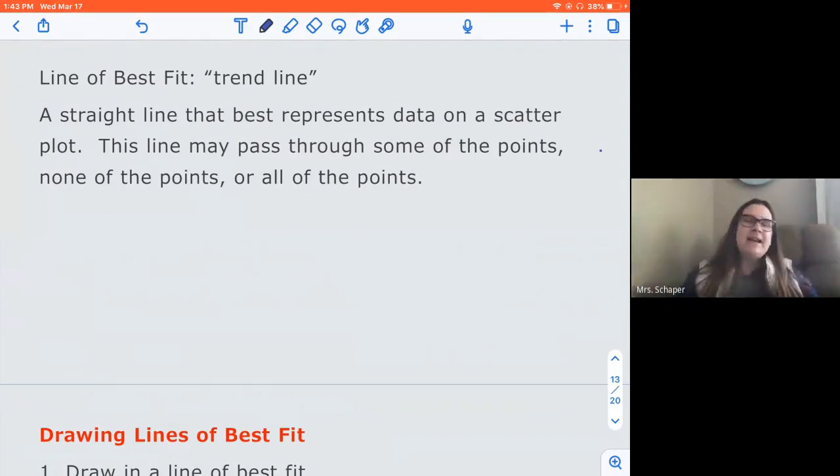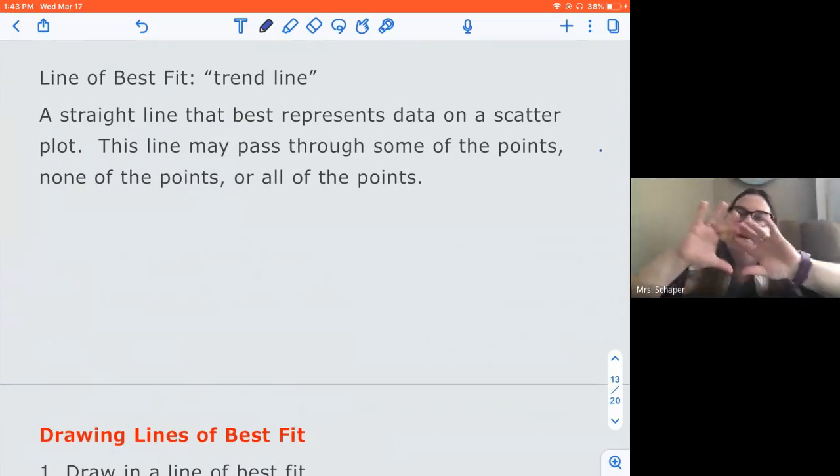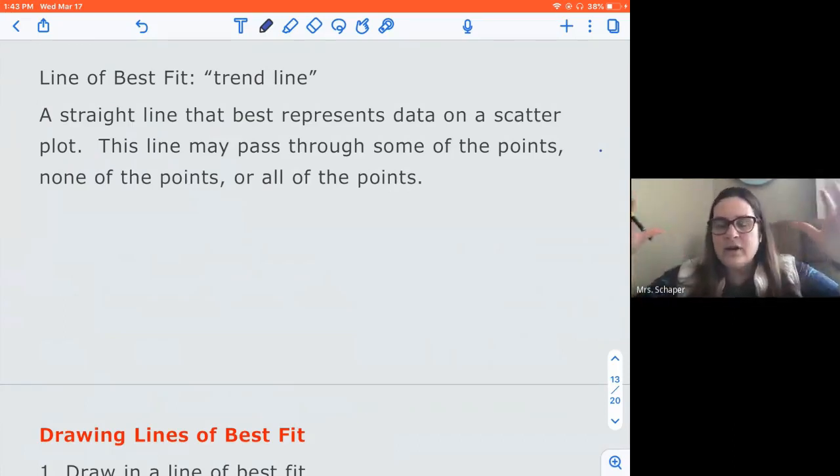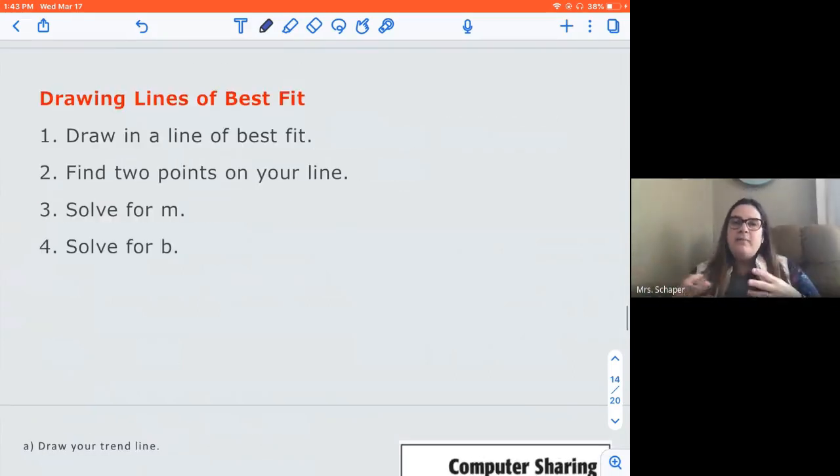When you have some data on a scatter plot, you plot it all out, you draw a line through it, and that tells you the trend line, the general direction our data is going to go. When you draw your line of best fit, you put it through your data. It might go through some of the data points, it might not go through any of them, or it might go through all of them. That doesn't matter. You want it to go through the center part of your data.